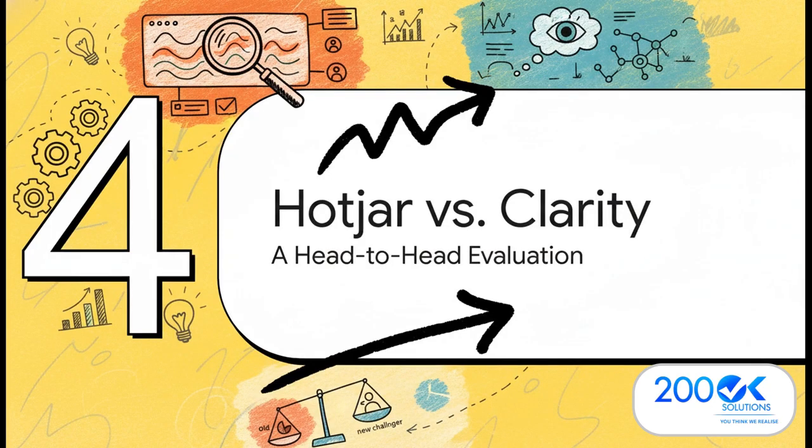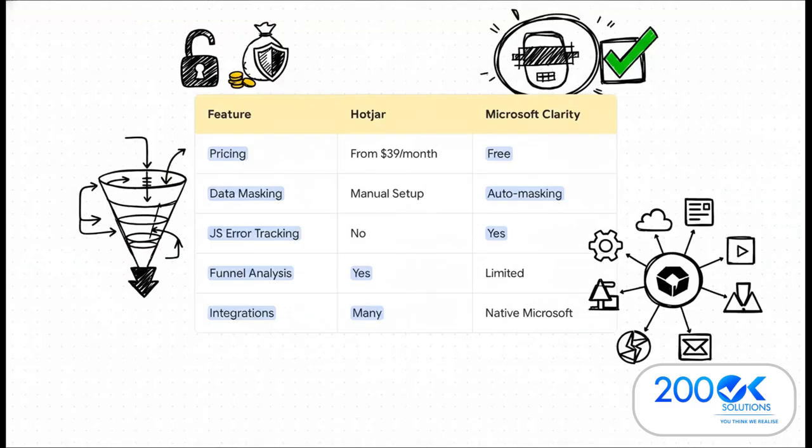Okay, so that brings us to part 4. Hotjar versus Clarity. The team was at a breaking point. They knew they needed a change. So they decided to run a direct, head-to-head evaluation between their old tool, Hotjar, and this new challenger, Microsoft Clarity. Let's break down how these two stack up on the features that really mattered to this team.